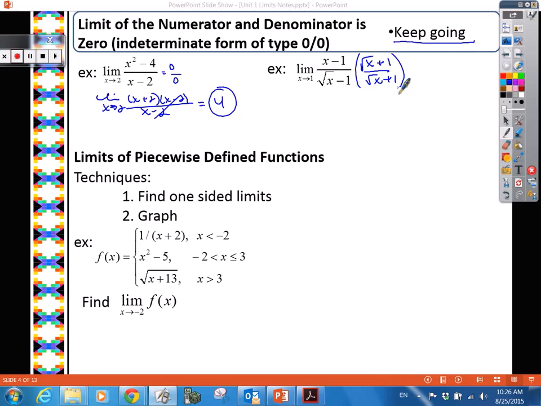Now, please resist the temptation to actually FOIL the numerator. Resist. I mean, you may end up needing to do it, but don't do it at first. Only FOIL the conjugate parts, not the other part. Okay? And I'll show you why in just a second. So I have x minus 1 times the square root of x plus 1.